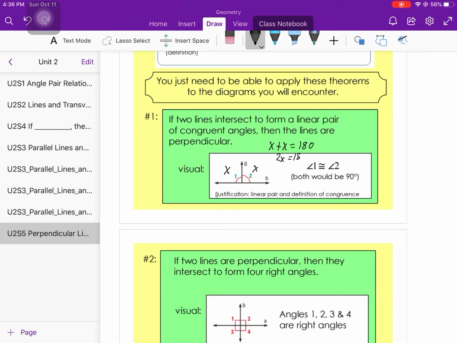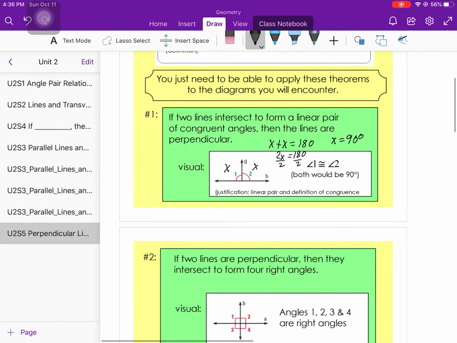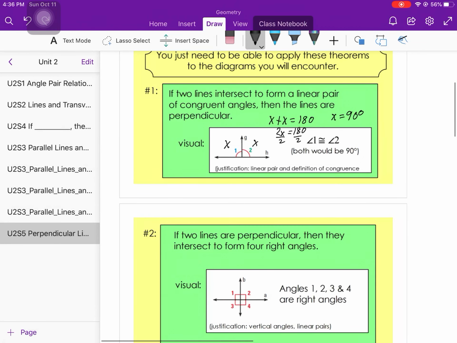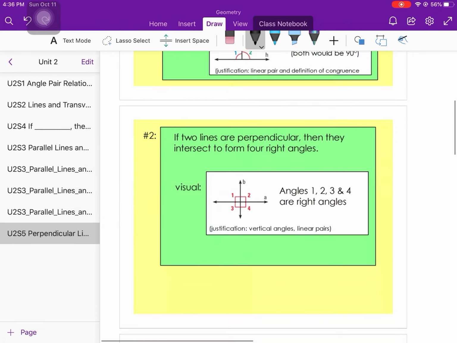So if we take x and x, together they add up to make 180. So we get 2x equals 180. Divide by 2. The only value that makes sense for both of those is 90 degrees. So basically it's saying that those 2 angles, 1 and 2, have to be equal to 90. That's the only situation that would work there. Typically, linear pairs are not congruent to each other, but this is a perpendicular line theorem.